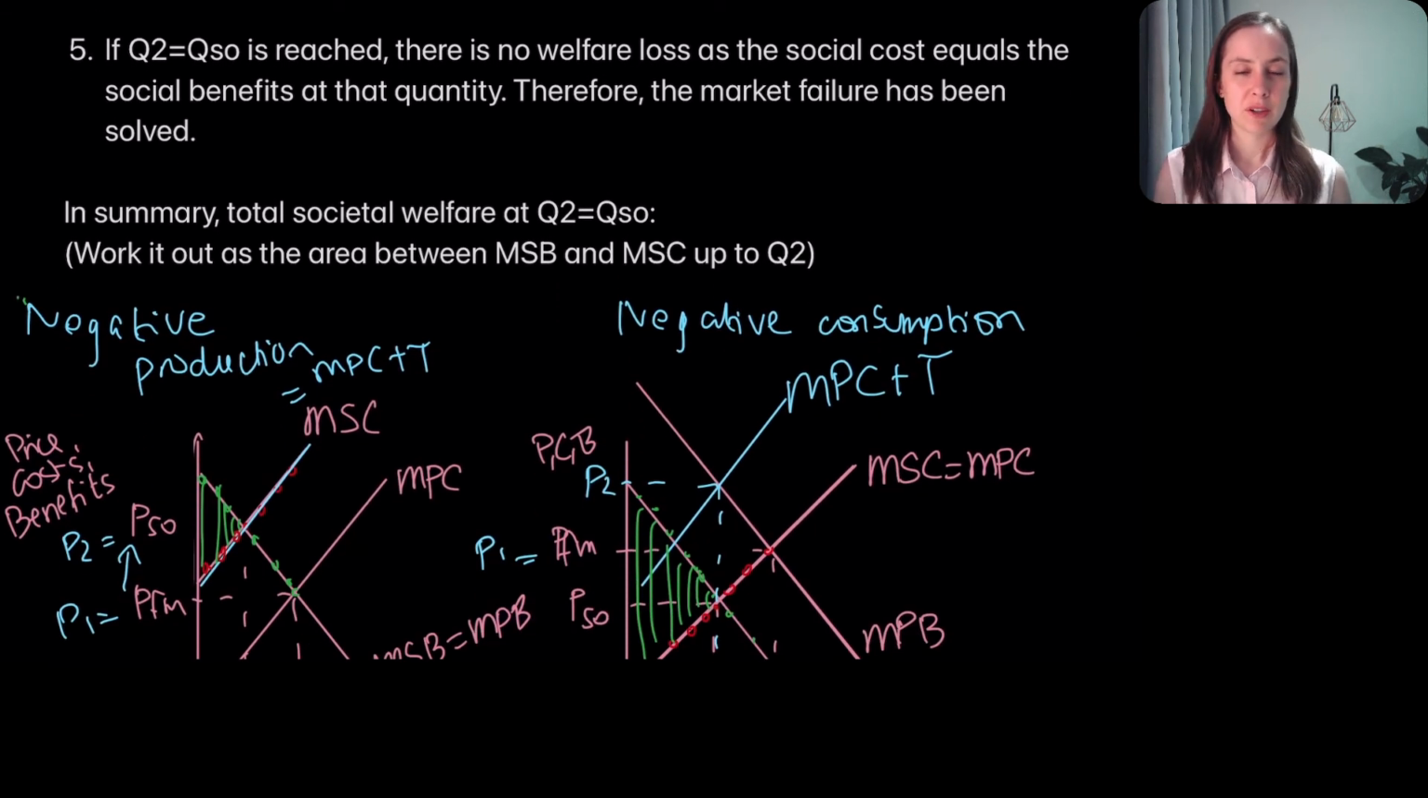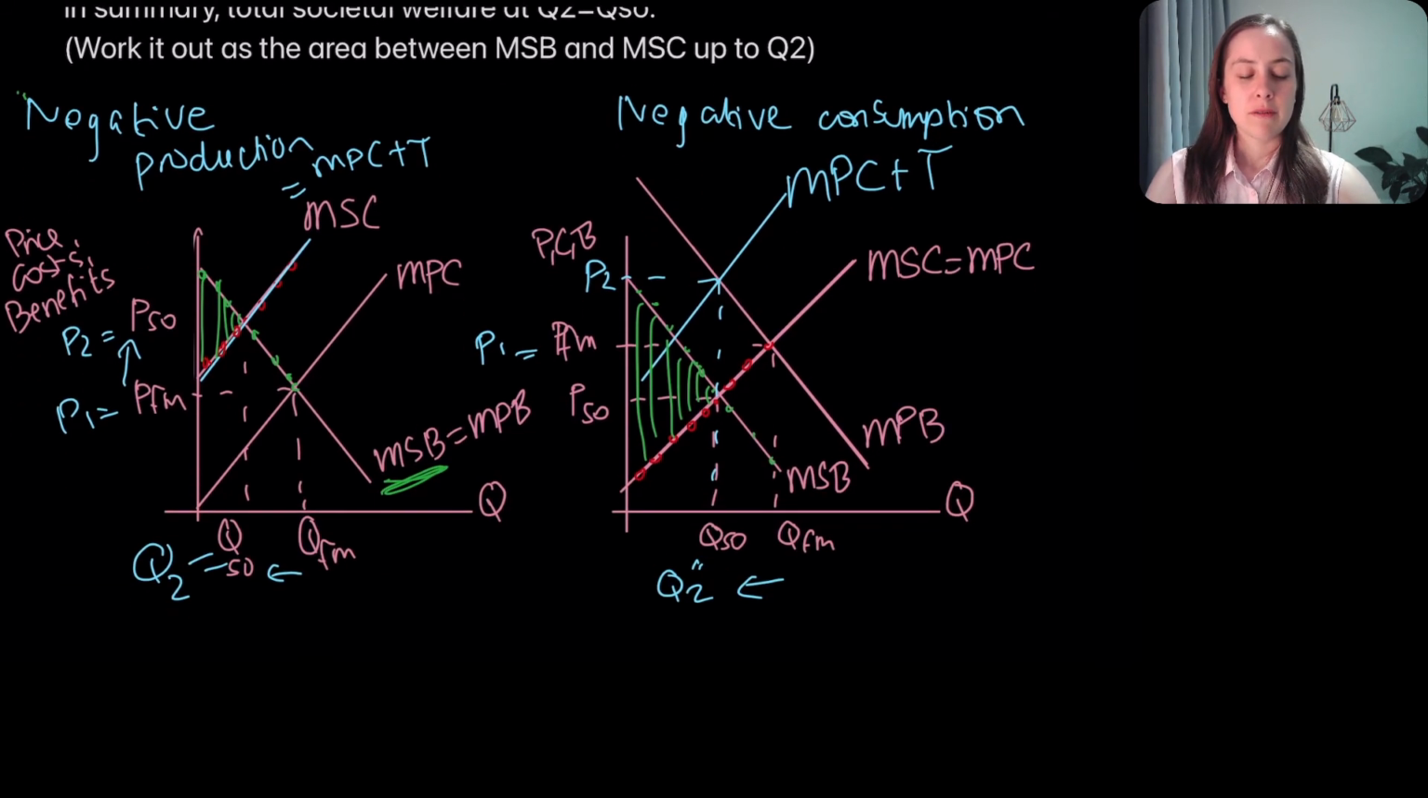Turns out, because of this tax, there's actually no welfare loss anymore. This is slightly difficult to see because there's quite a lot going on in the graph. But if I were to just show you what the welfare is now that the market has been solved, just for this market, you can find the welfare as the difference between your MSB and your MSC for all the quantities produced. And I've highlighted that in here.